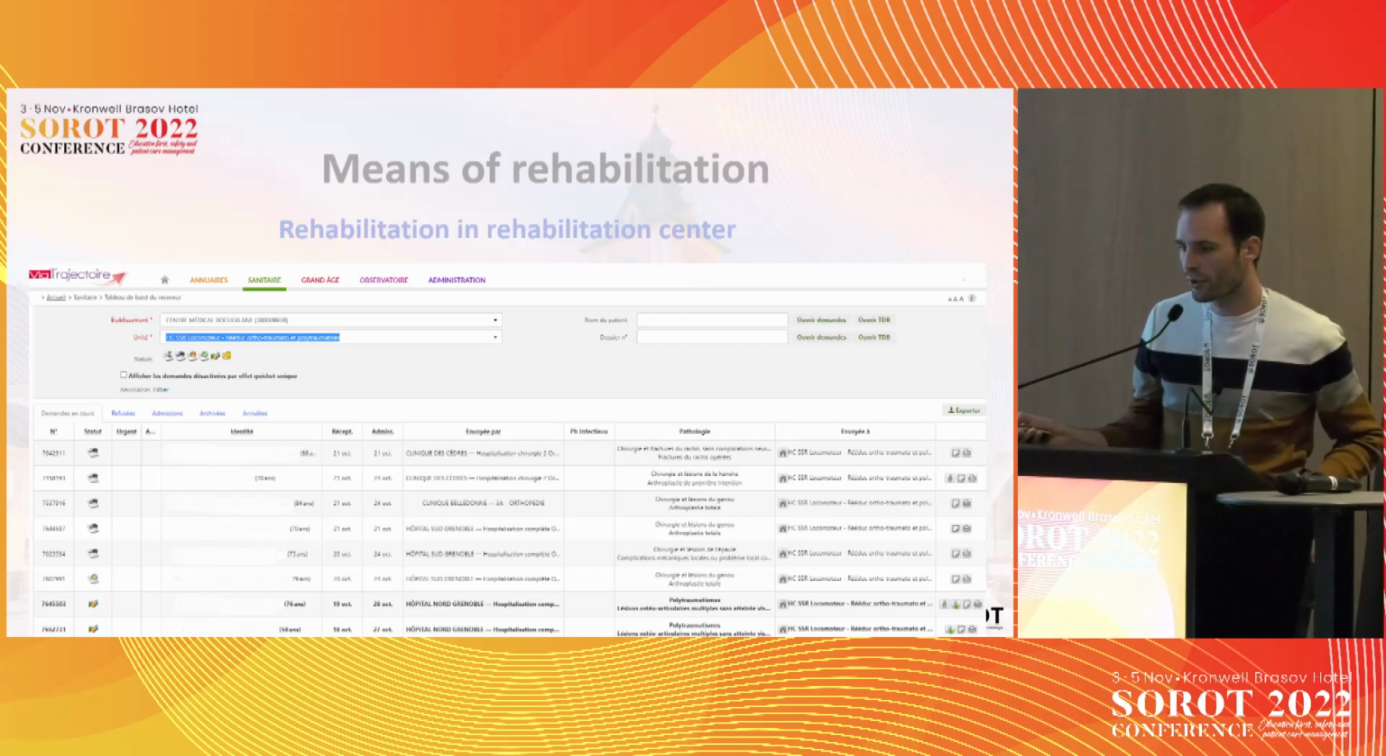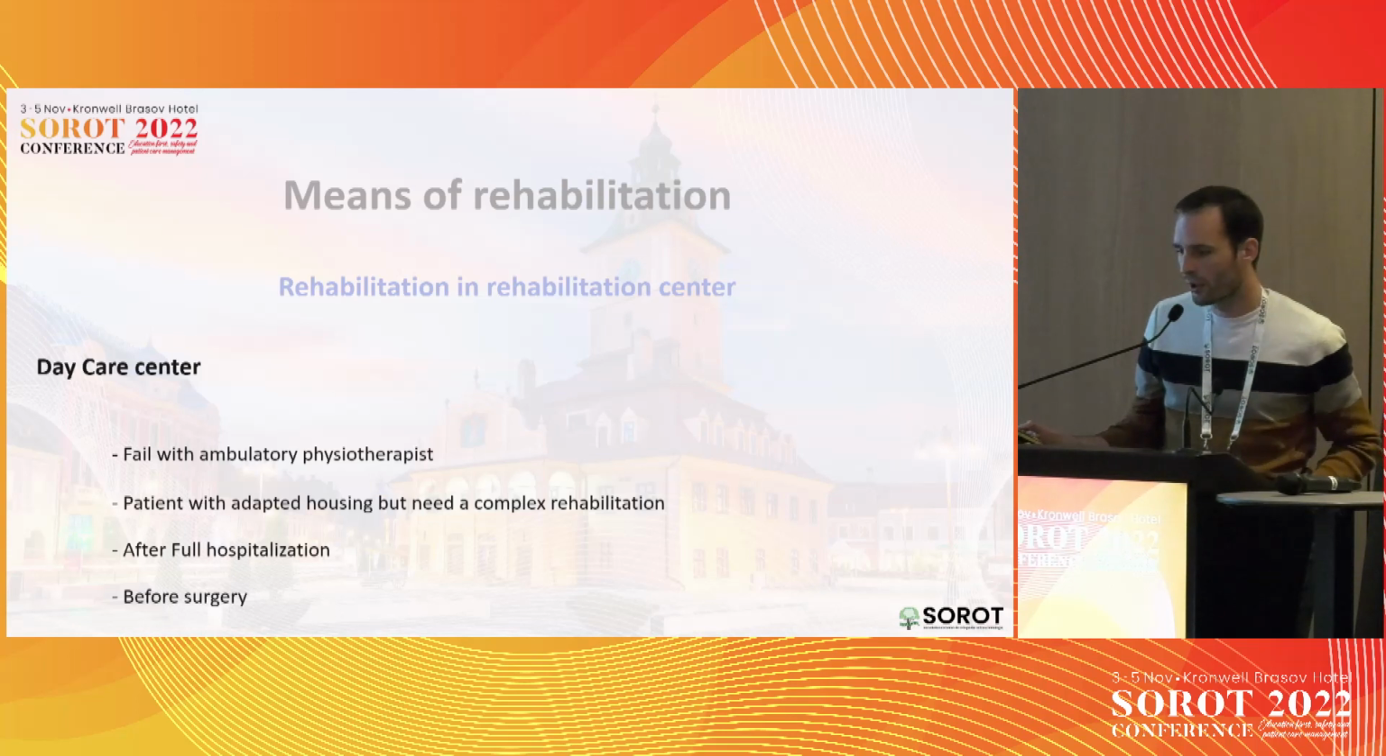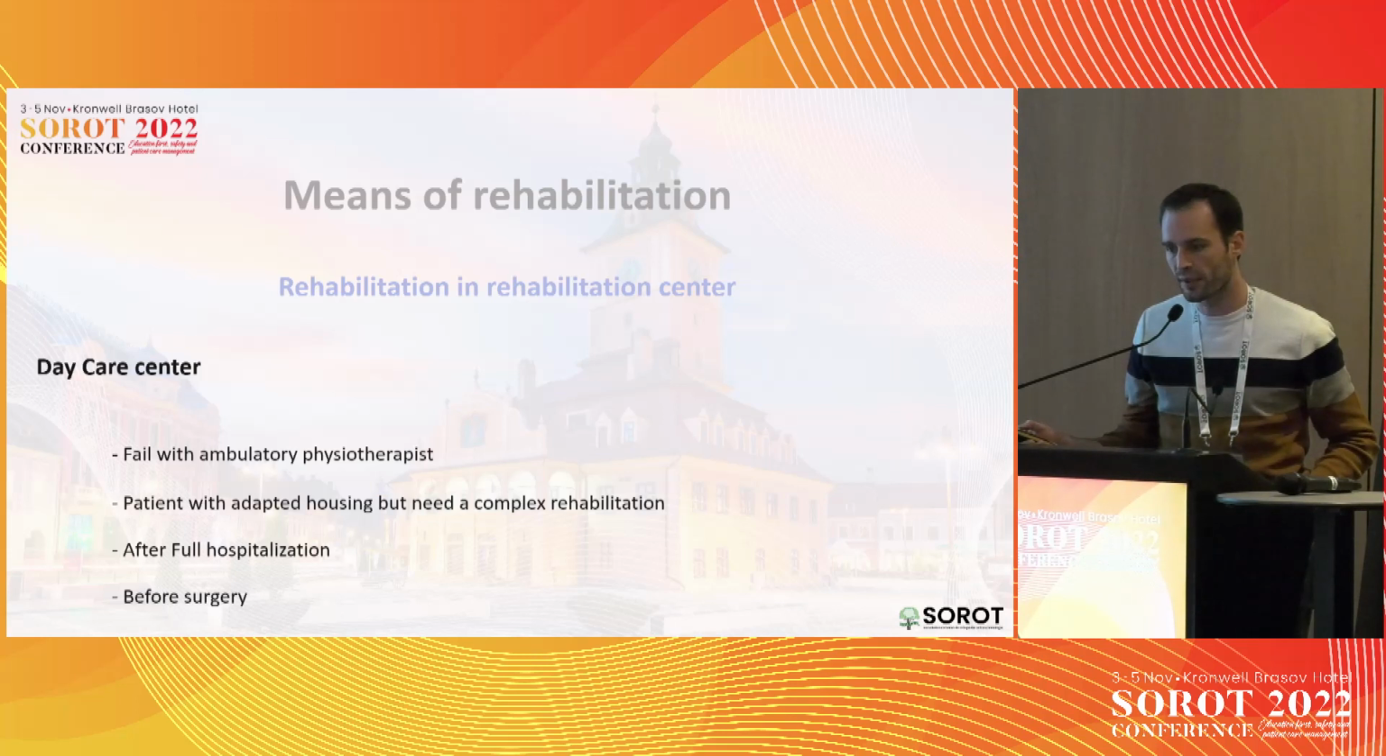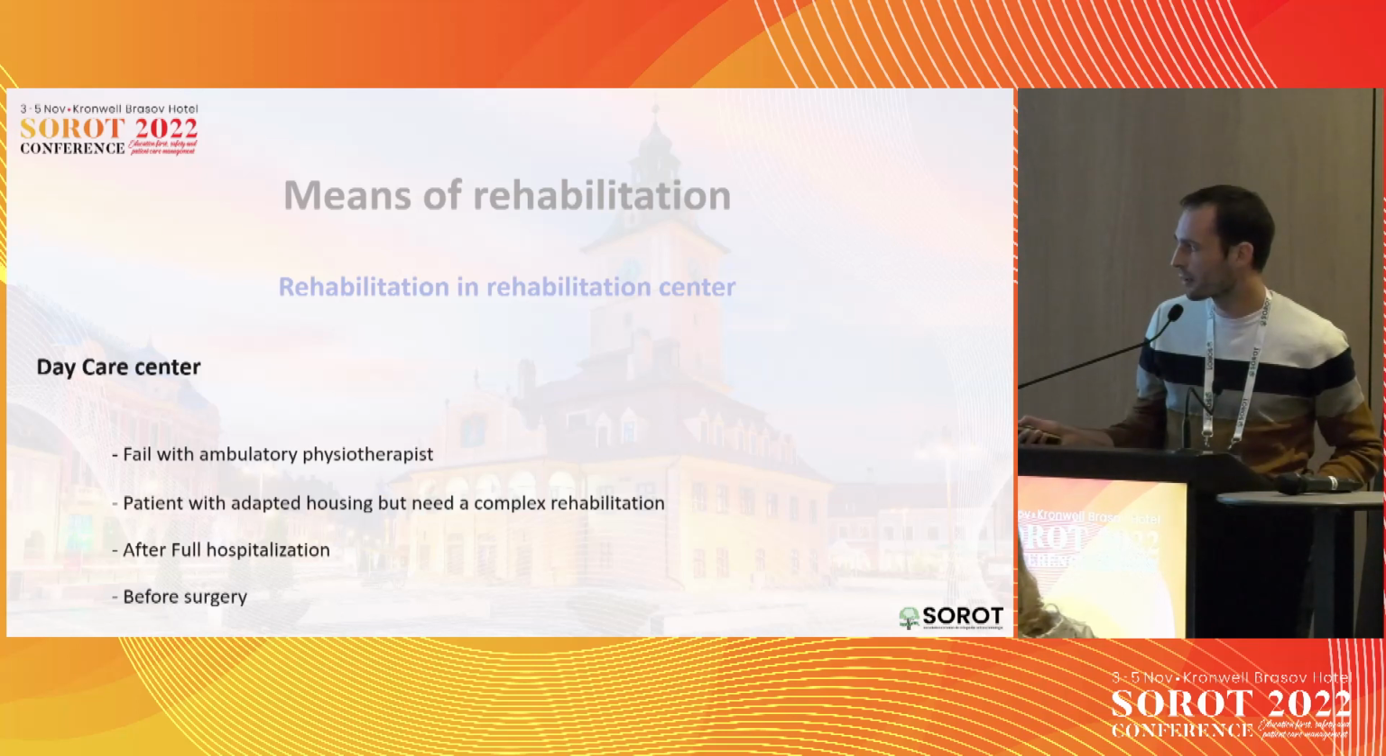So in the rehabilitation center, we have a daycare center. For the patient who fails with an ambulatory physiotherapist, or a patient with adapted housing but who needs a complex rehabilitation after a fracture, the daycare center can be a relay between the full hospitalization and the ambulatory physiotherapist, because some rehabilitation is too complex for an ambulatory physiotherapist, but too light for full hospitalization. So we make a relay in the daycare center.